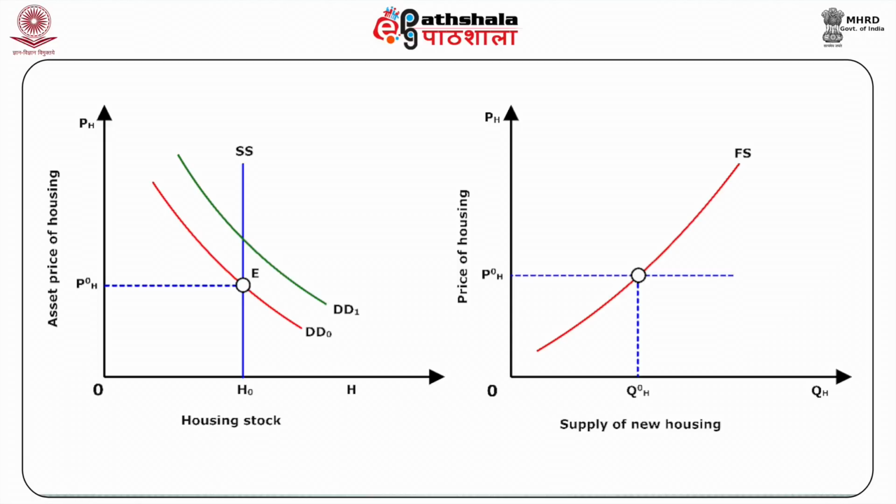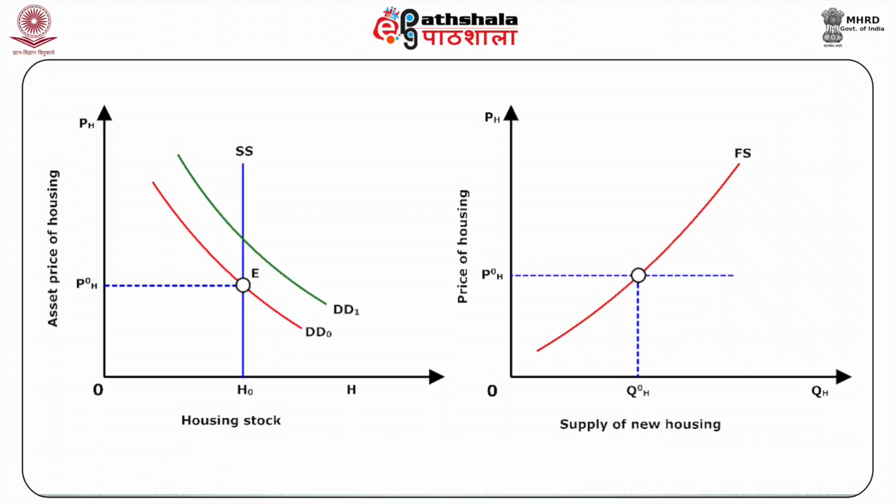The price of housing is determined by the interaction of demand with the stock supply of housing. At any time the stock supply is fixed; there is a given stock of housing that cannot be changed quickly. The supply curve of the stock of housing is the SS curve in the figure. The equilibrium asset price of housing is determined by the intersection of the supply and demand curves of housing.